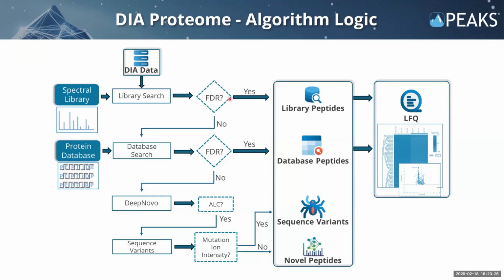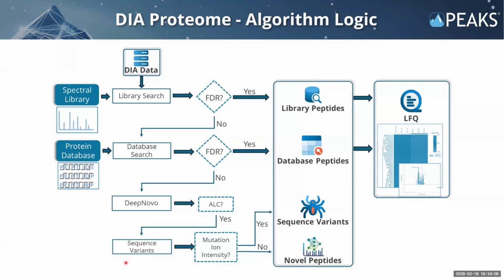And by estimating the FDR, peptides that pass this filter are saved, and any MSMS spectra that don't match a peptide within the FDR are brought forward to the database search. So if it passes the FDR, it will be reported as a library peptide. If not, it will go on to the database search. And any other unmatched spectra are analyzed using de novo sequencing. Those peptides, if they pass the ALC score, or the average local confidence score, will further be subjected to the SPIDER algorithm.